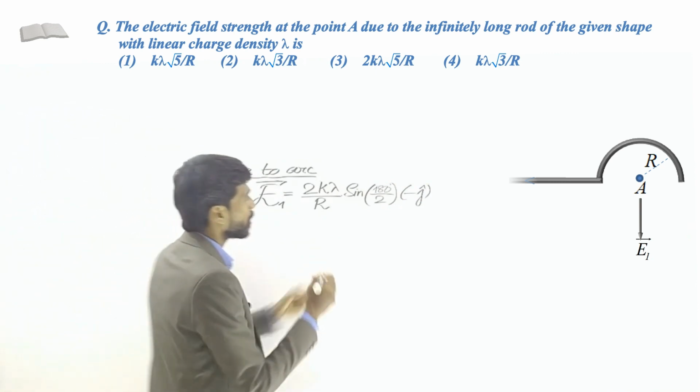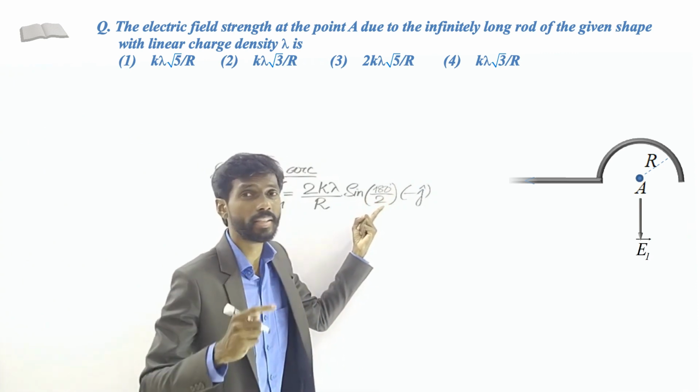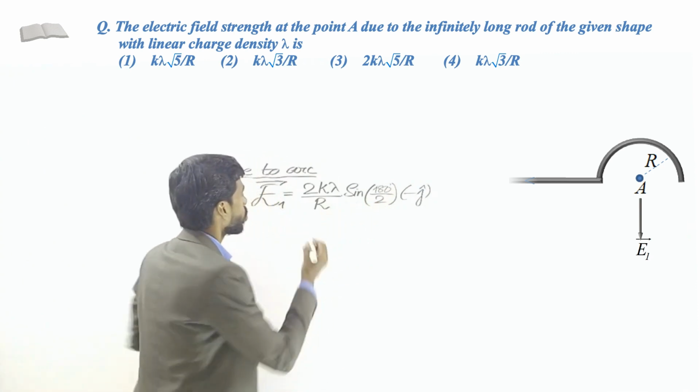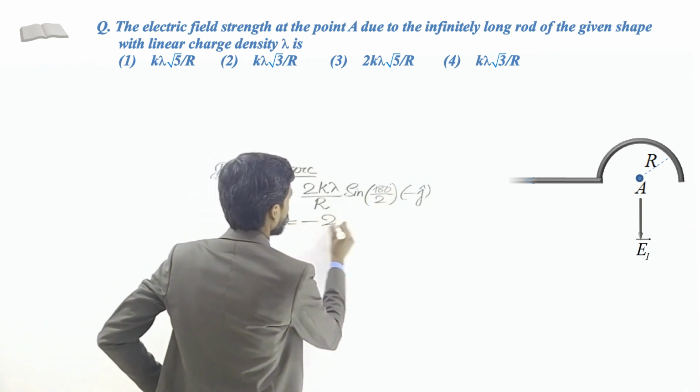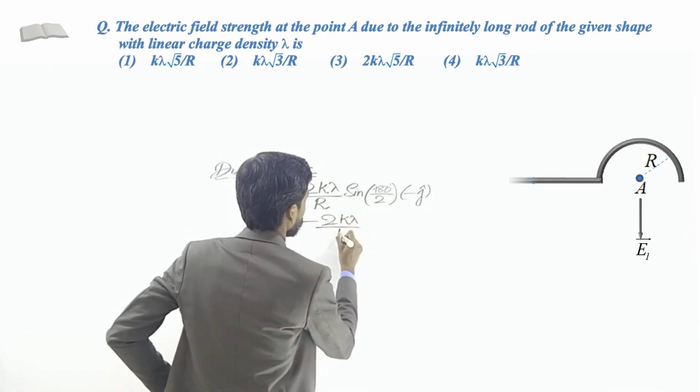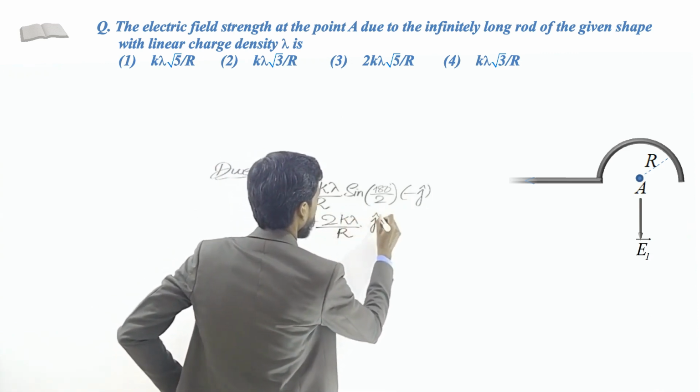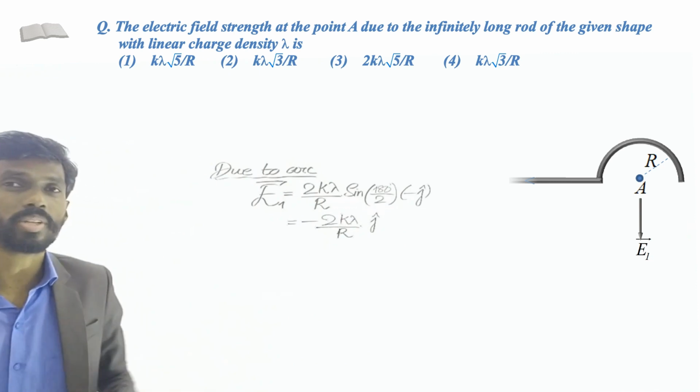So if you simplify this, see sine 180 by 2, which means sine 90 degrees. So sine 90 is 1. So this will become minus 2k lambda divided by r multiplied by j cap. So this is the electric field due to the arc.